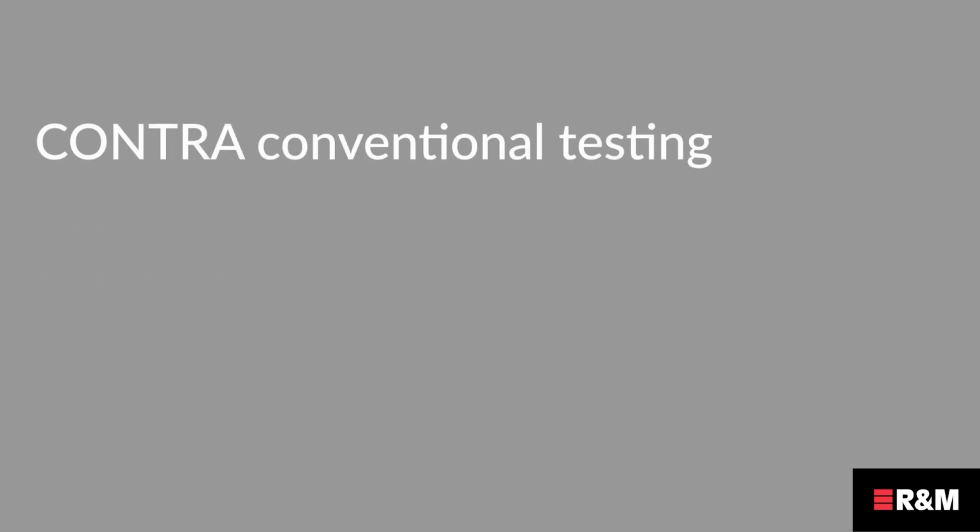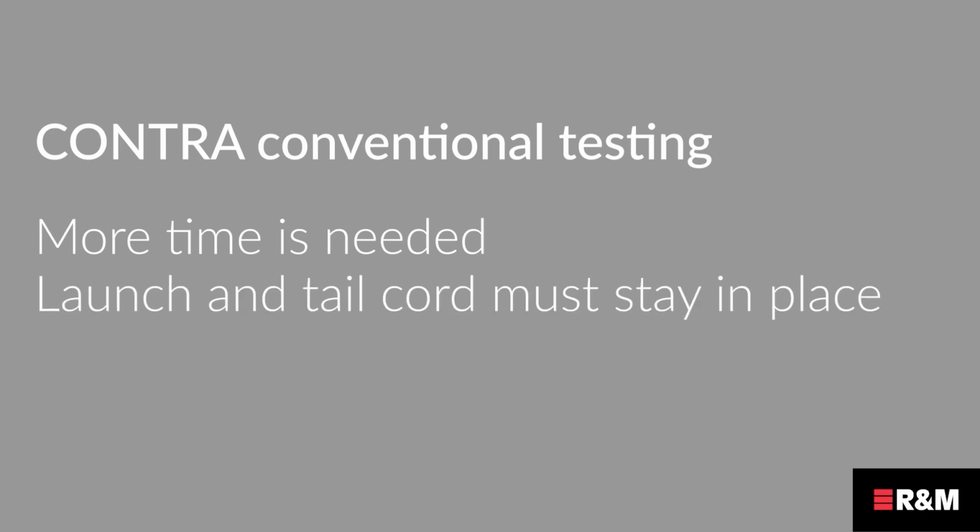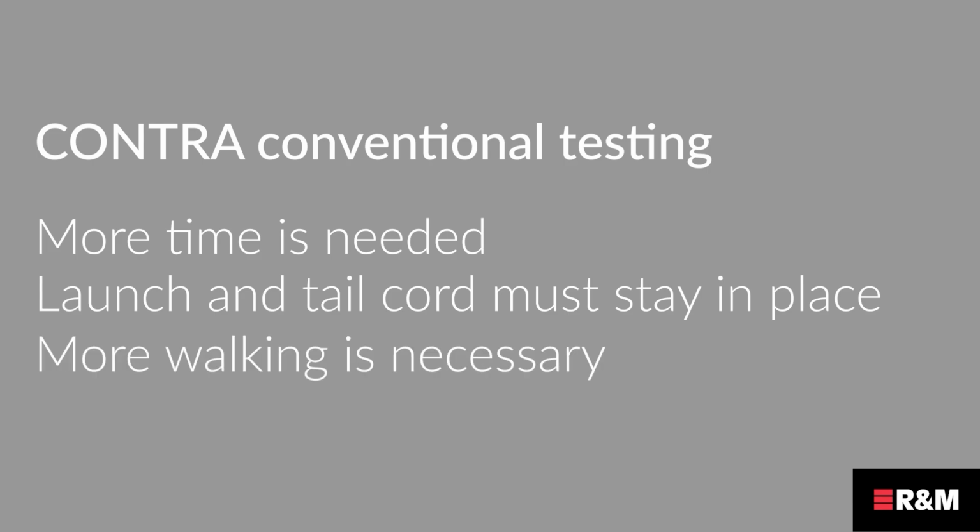The cons for bidirectional tests are that more time is needed, as each fiber is tested separately. Here, the launch and tail cord must stay in place after the end A to end B test. The OTDR must then change location to the far end of the link to do the end B to end A test according to the standards. This must be done to enable a proper bidirectional averaging of the A to B and B to A loss values, so a lot more walking is necessary.